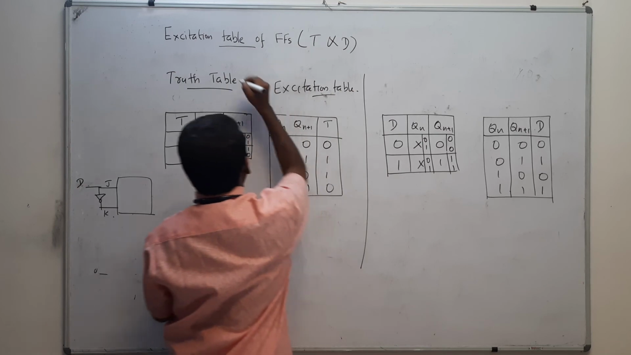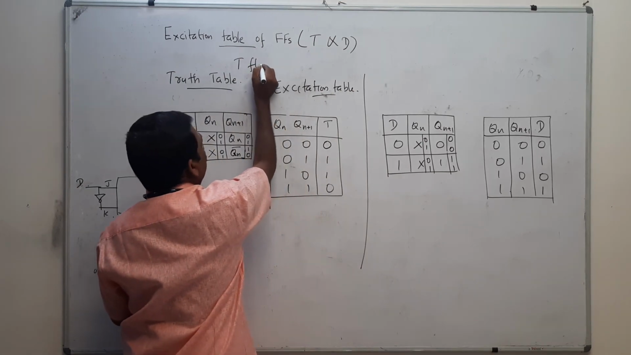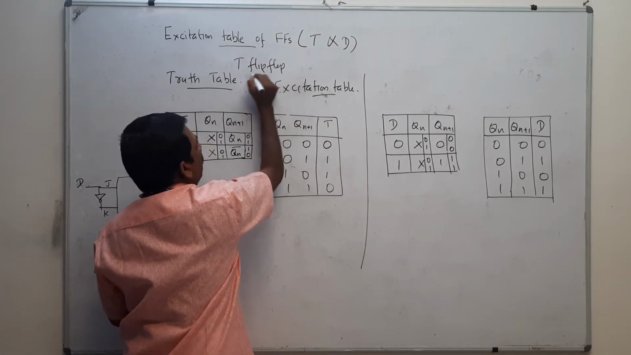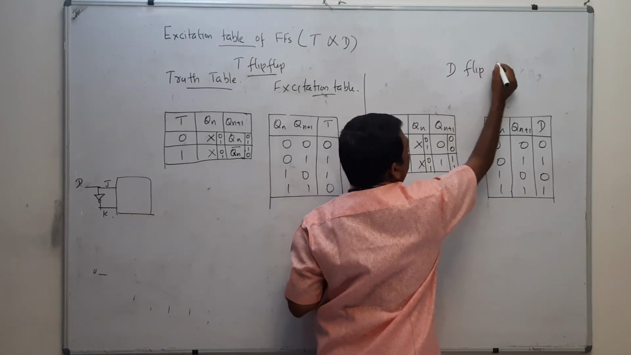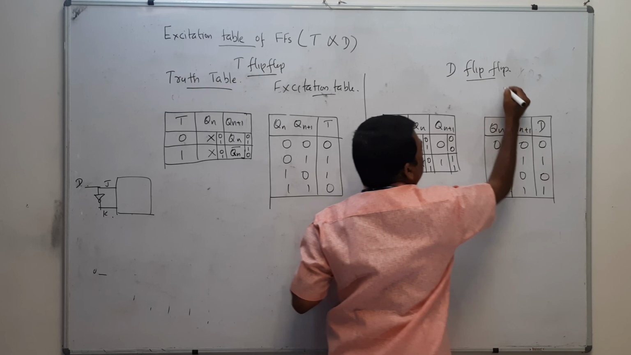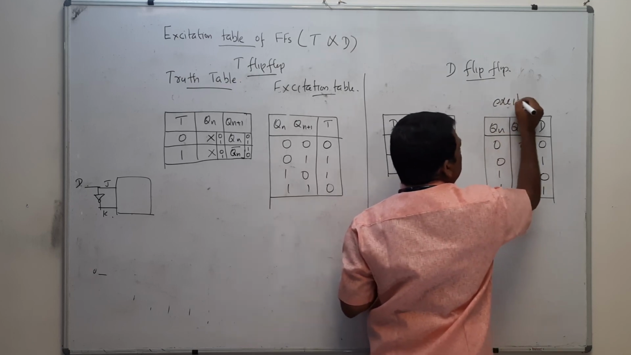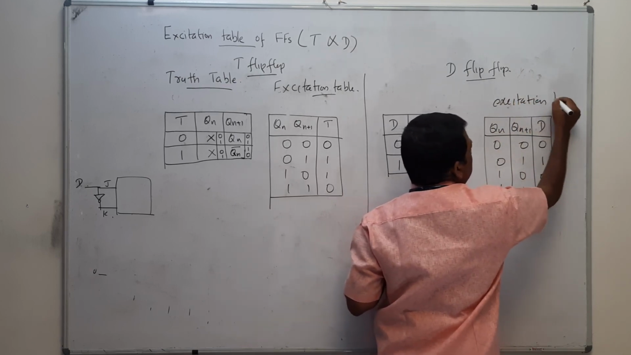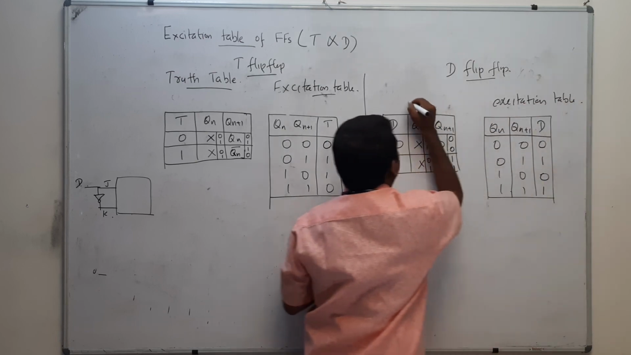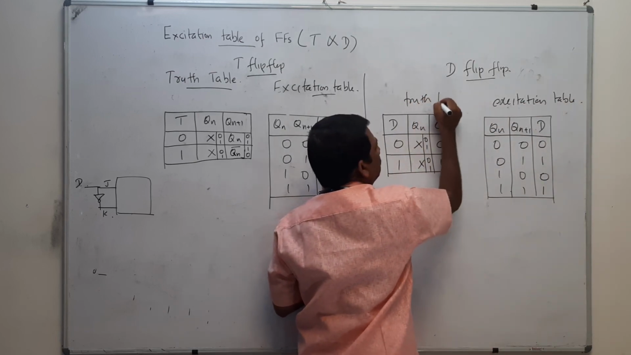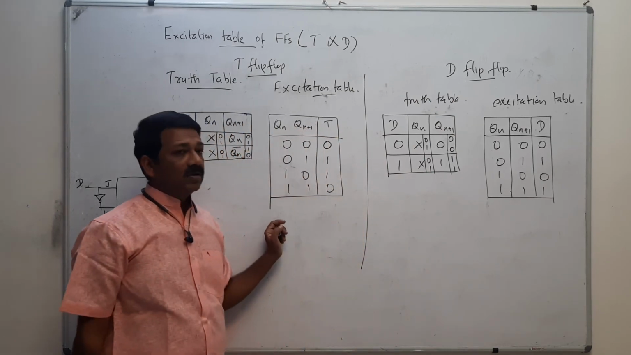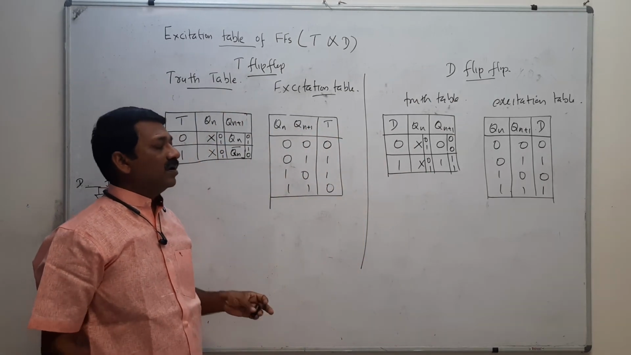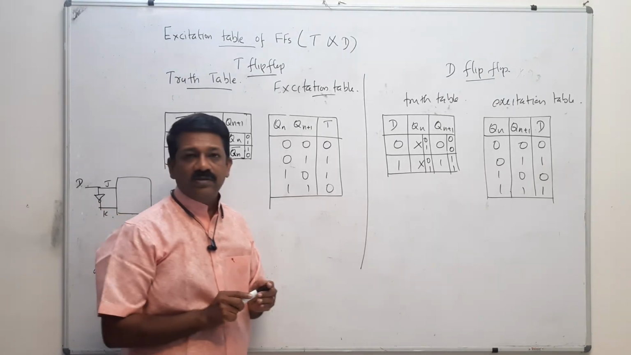This is all about the T flip-flop, and this is for the D flip-flop. This is the excitation table, and this is the truth table. So that's all about the excitation table for T and D flip-flops. Okay, thank you.